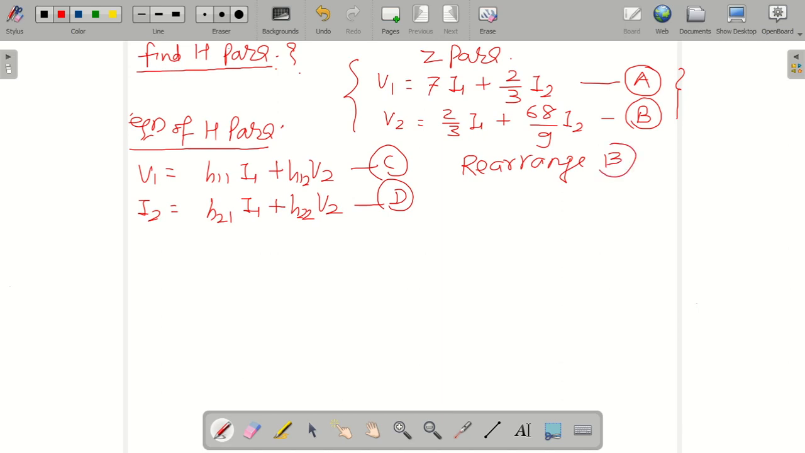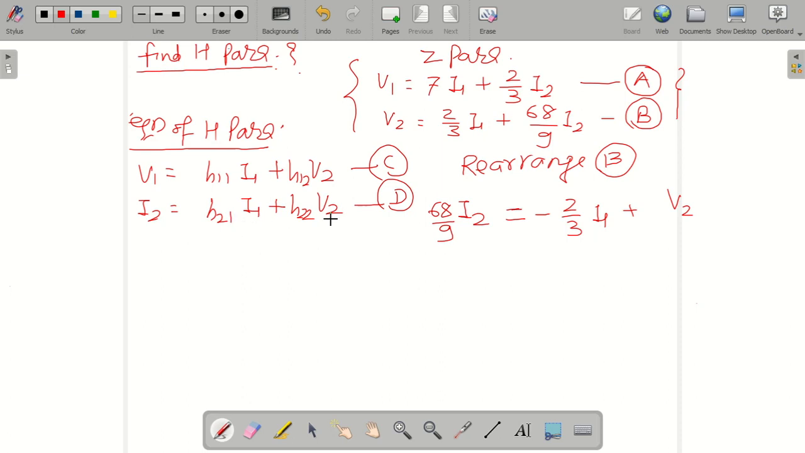I am not going to mug up. Okay, rearrange B. I2 चाहिए, so I2 equal to what? यहाँ I1 है, so I2 equal to, यहाँ आएगा I1 तो क्या आएगा? 68 by 9 I2 equal to, this will become here equal to, so यहाँ आएगा -2 by 3 I1 प्लस, ये इधर ही है प्लस V2. So आ गया ना?